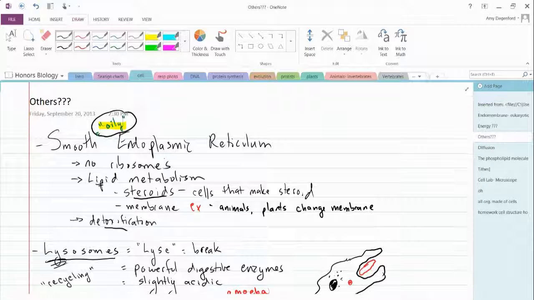So we're going to see a lot of them. So the adrenal glands that are making steroid hormones, they're going to have a lot of smooth ER. Now, just to give you an idea how cells can change, animals and plants as they're facing winter coming up, they actually can change their cell membranes. And that's going to be useful for them. Now, the other thing that the smooth ER can do is be involved in detoxification. So any byproducts that are harmful can be removed.